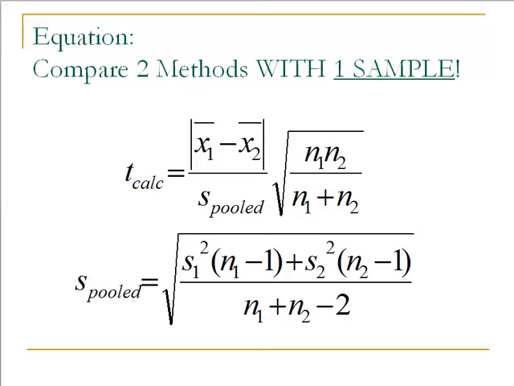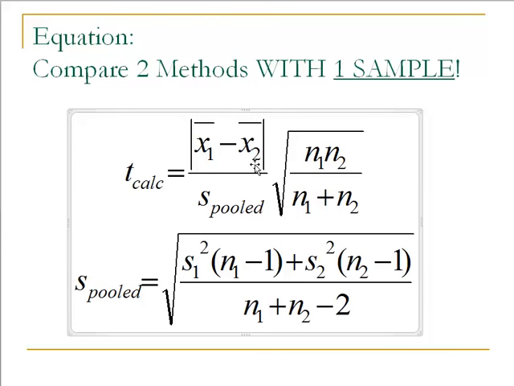Now, even though it looks complicated, I want you to take your time and look at the variables, because you know what all of these variables are. X bars are averages. S's are standard deviations. N's are the number of samples. The only difference here are the subscripts. Subscript of 1, subscript of 2. That is the only difference.